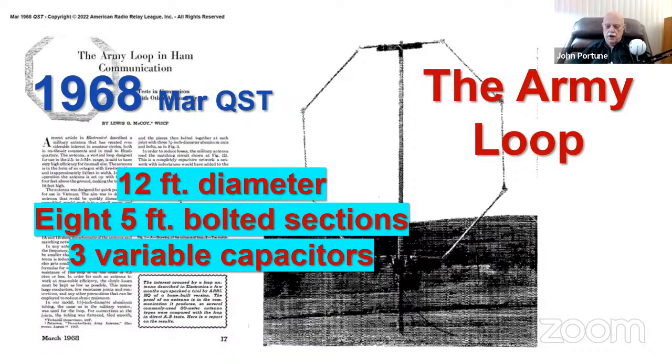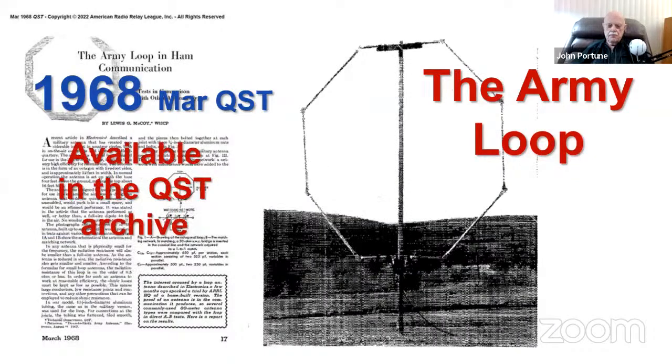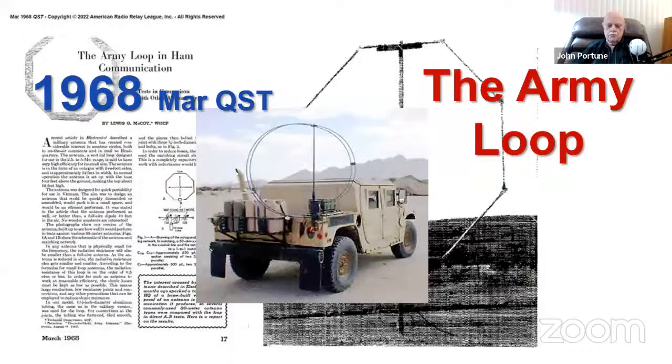as you can see here, for conductivity, and used 3 big, difficult, expensive, hard to use variable capacitors for tuning and matching. His loop was not optimized, but it was the beginning of the mag loop. By the way, you can find this article on the QST old article archive. That's where I got this one.